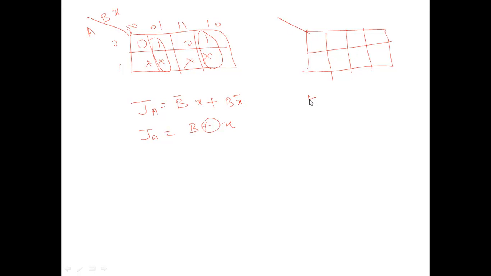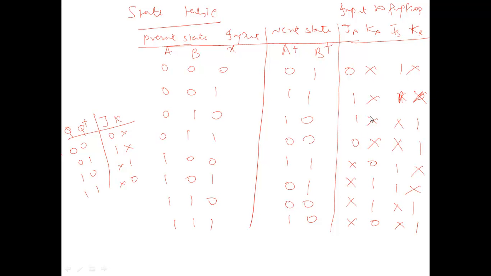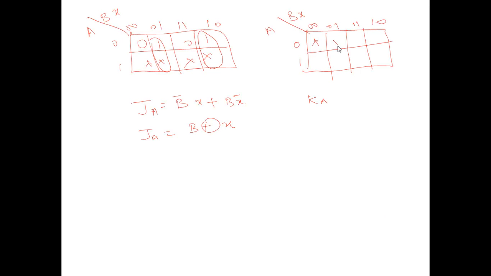Next you have to do for KA. So for KA, again you have a 3-variable K-map. Now you see the column for KA, you have X, X, X, X, 0, 1, 1, 0. So you write it like this, and again you combine like this. Again you have B bar X plus B X bar. So KA is also again B exclusive OR with X. Next you have to do for JB.